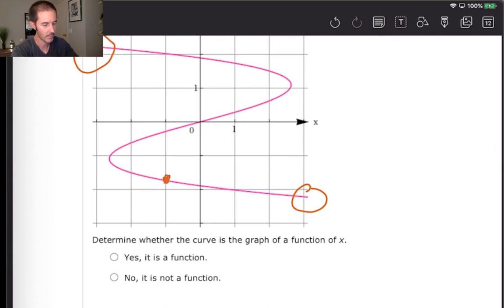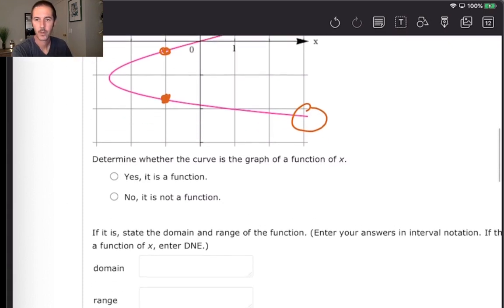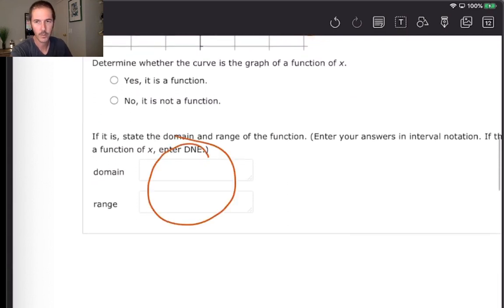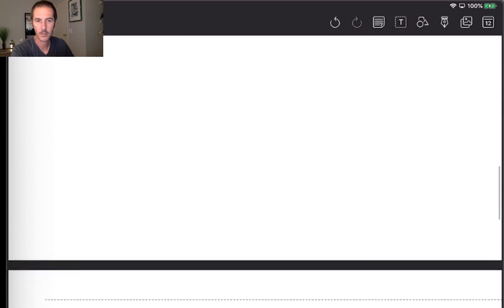If you look at the graph with me and you look at this point right here and this point right here and even this point up here, all of those points have the same x coordinate, and it's that repeated x value, the utilization of that x value, in this case -1, more than once, that tells us it's not a function. So we mark not a function, and if it's not a function, then we don't really need to answer either one of these. We can go DNE, does not exist.